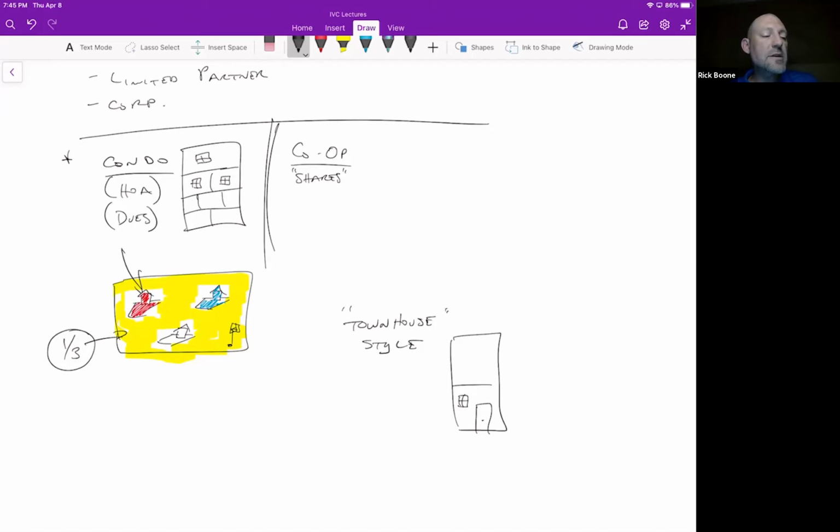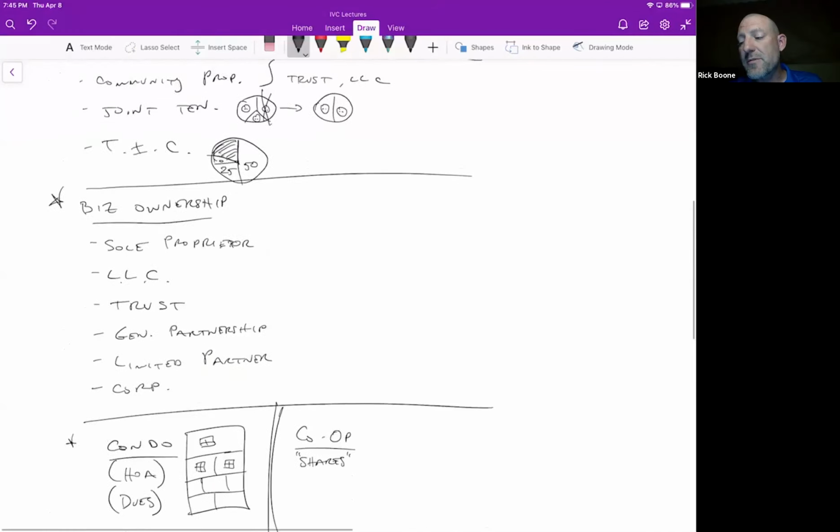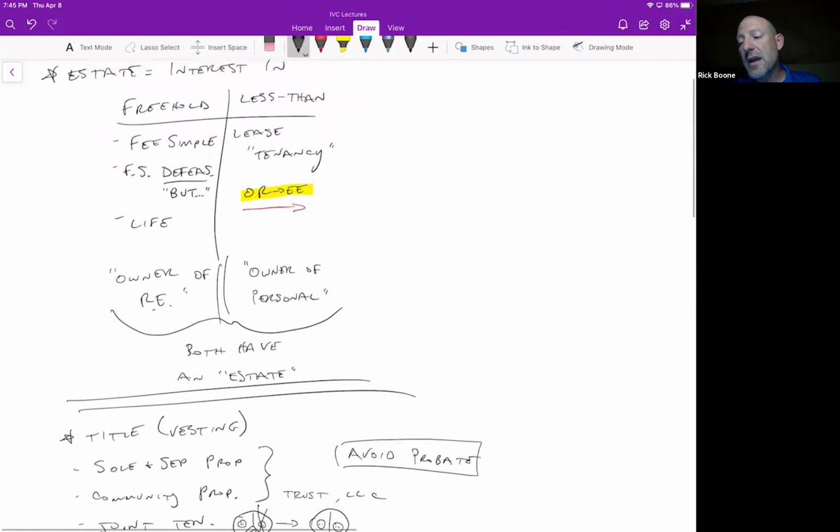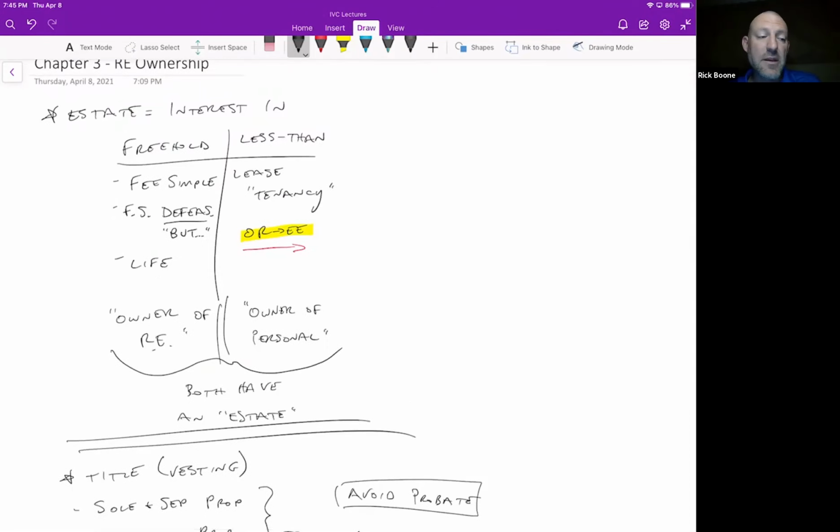So those are just a couple points I wanted to bring out for chapter 3. Obviously, when you're reading through, you're going to pull up a lot more definitions and maybe look at some legal things that come up. But these are just an overview, some comparison about these different types of ownership, different types of business ownership, and the idea of an estate and what that means. I hope that clarifies some of those terms for you.